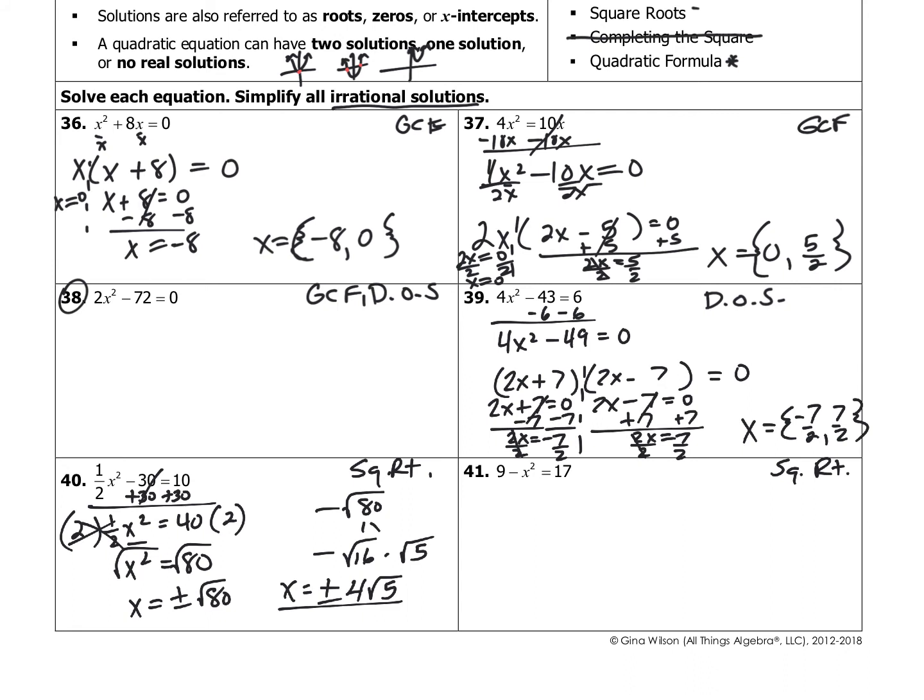All right, 41. Subtract 9 from both sides. So we're going to try to isolate the x squared term. 17 minus 9 is 8. Divide by -1. And x squared equals -8. And I'm going to pump the brakes, because you cannot take the square root of a negative number. There's nothing that you can multiply by itself to equal a negative. So this, no solutions.